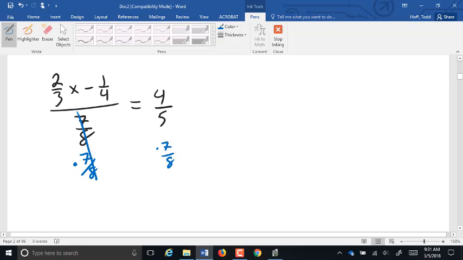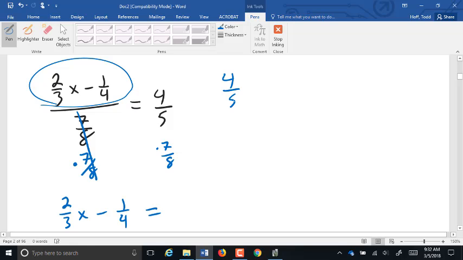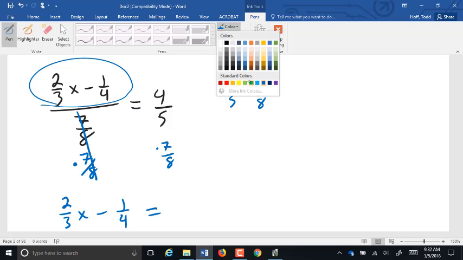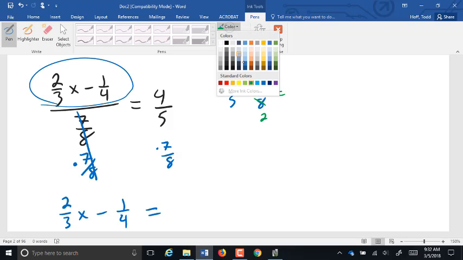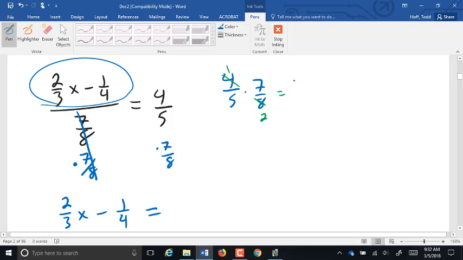So on the left side, all it does is cancels out that 7/8. We have 2/3 x minus 1/4. So it always just leaves us with that numerator, top of the fraction. On the right side, we have to multiply out 4/5 times 7/8. We're going to be able to cross cancel the 4 and the 8, give us 2 and 1. 1 times 7 is 7, 5 times 2 is 10. So that's 7/10.